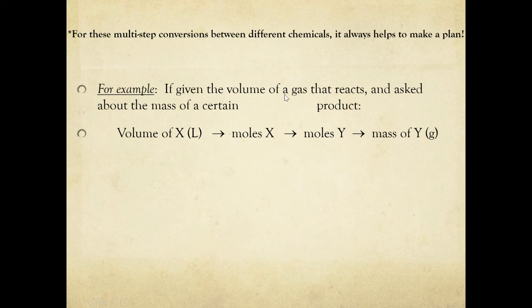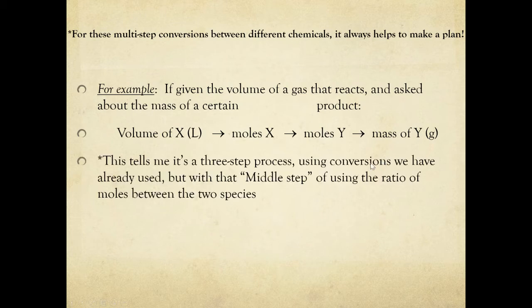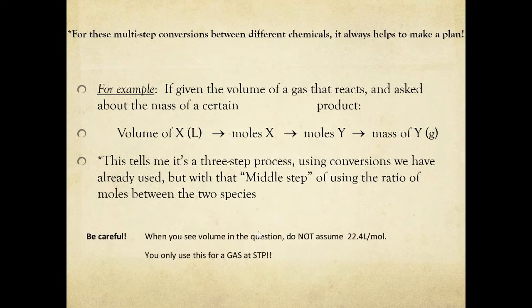So you're given the volume of gas and asked for the mass. That would be your general plan for that type of reaction. This tells me it's a three-step process using conversions we've already used, but with a middle step that uses the ratio of moles between the two species. So be careful with these questions.